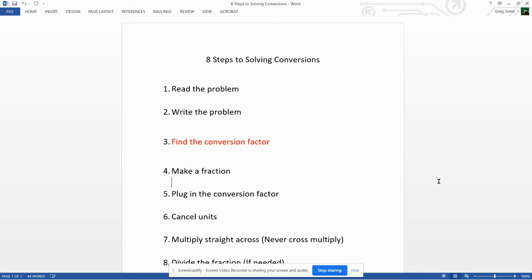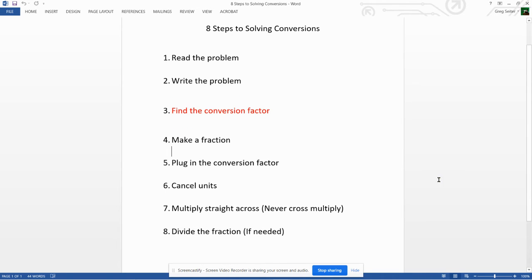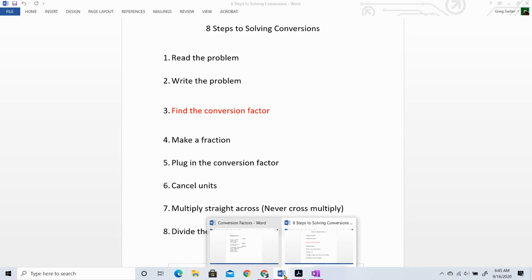Number 1 is the simplest: read the problem. Number 2, write the problem. 3 is the hardest part: find the conversion factor. 4, make a fraction. 5, plug in the conversion factor. 6, cancel units. 7, multiply straight across, never cross multiply. And then divide the fraction at the end if necessary. What does this all mean? Well, let's take a look.